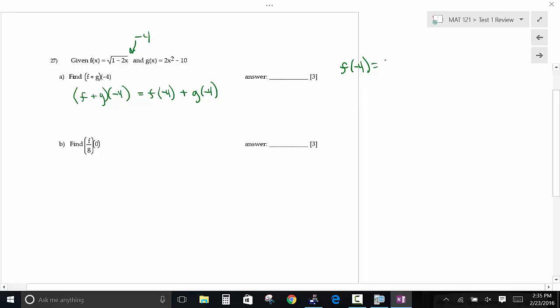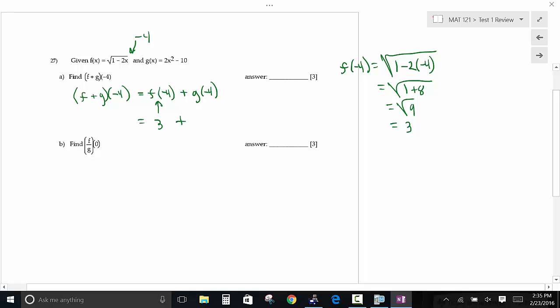Okay, so that's going to be the square root of 1 minus 2 times negative 4. So that's going to be the square root of 1 plus 8. So that's the square root of 9. So that's going to be equal to 3. Okay. So now we're going to go back and replace this with 3.